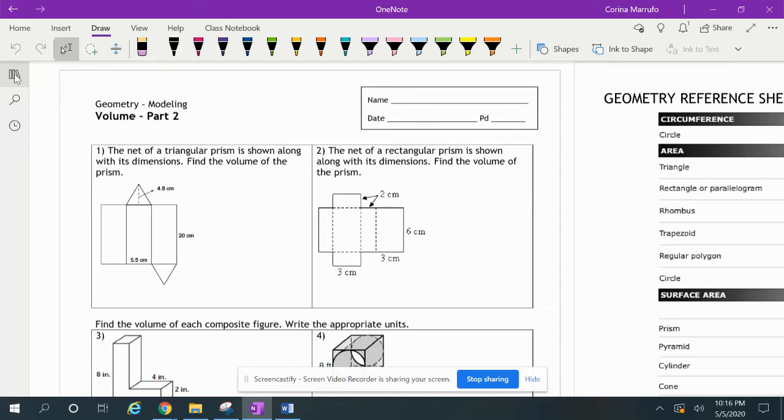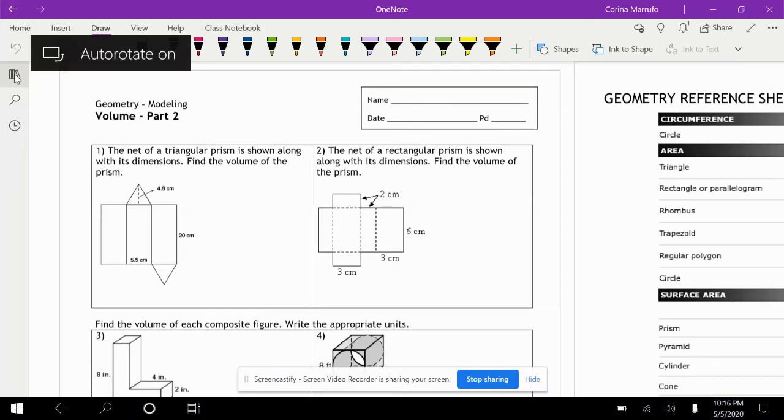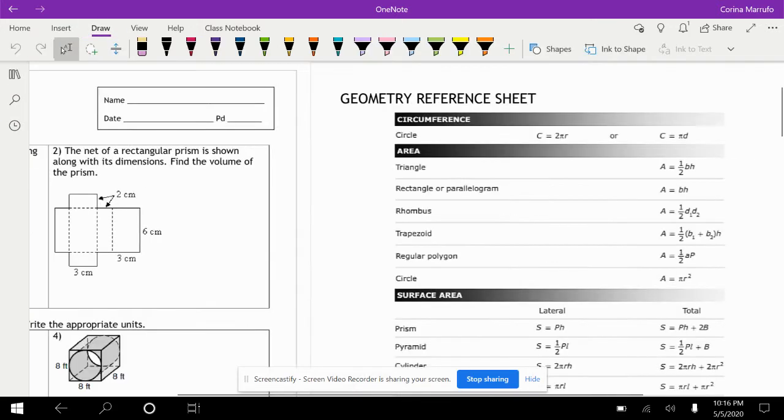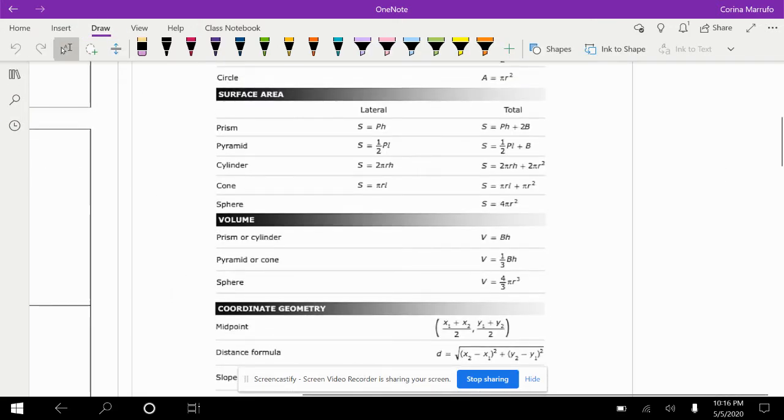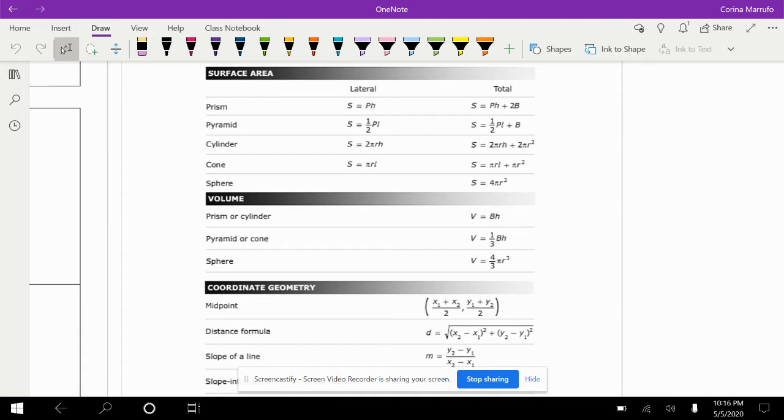All right, so we're back with the second part of volume. So the same formulas. If we have a prism or a cylinder, that means we're going to use big B times little h. If we have a pyramid or cone, we're going to use volume equals 1/3 big B times little h. And if we have a sphere, we are going to use volume equals 4/3 pi r cubed.